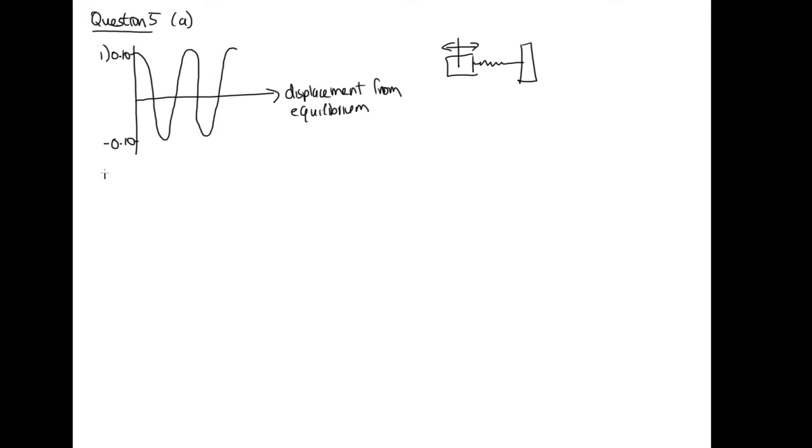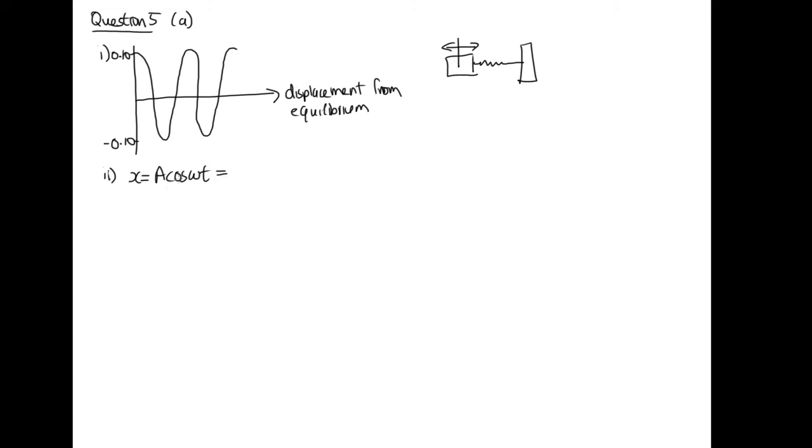So that's part 1. Part 2 then says write down an equation that describes how the displacement of the mass changes with time, including any necessary variables. Okay, so it's undergoing simple harmonic motion, so it's going to obey the equation x is equal to A cos omega t.